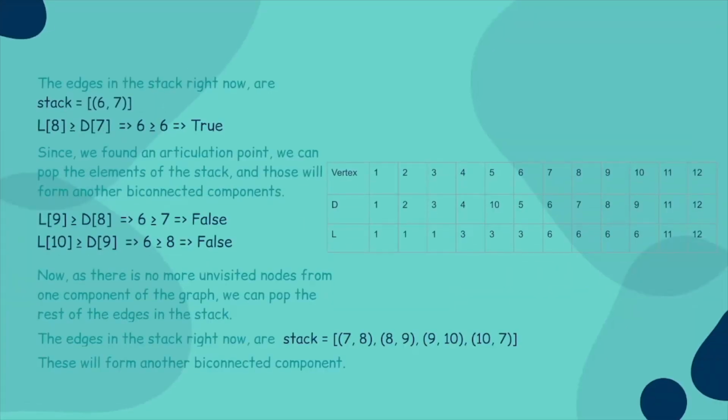After 6, we can see node 7 is also an articulation point because the formula is true for node 7 also. Thus, we already had edge 6-7 in our stack, and we got an articulation point again. So we will pop out the edges from the stack here.